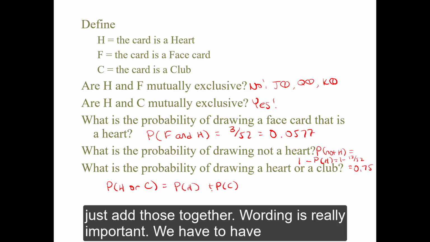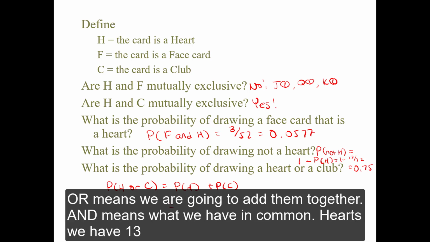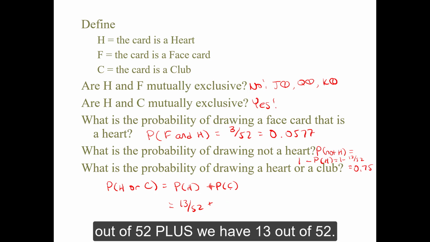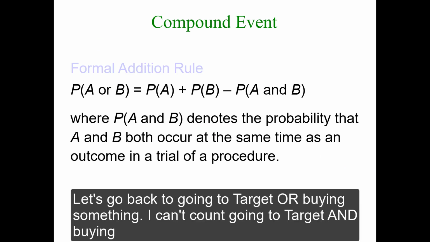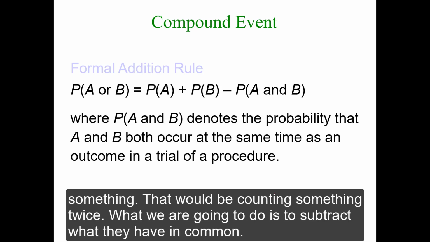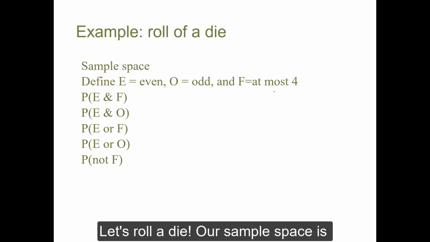So that wording is really important, right? Or means we're just going to add them together, and "and" means we're looking at what they have in common. So hearts, we have 13 out of 52. Clubs, we have 13 out of 52. And that's 0.5. Now, like I said, if I wanted to know the probability of going to Target or buying something, I can't count going to Target and buying something twice. So what we're going to do is subtract what they have in common.